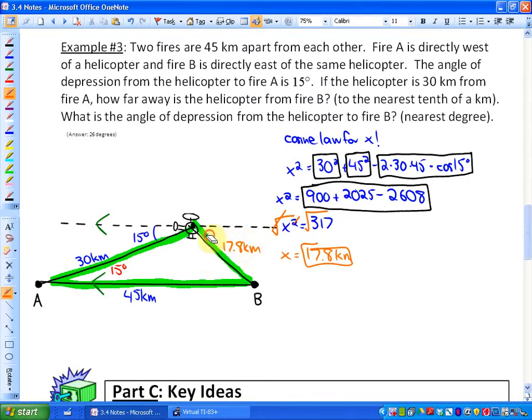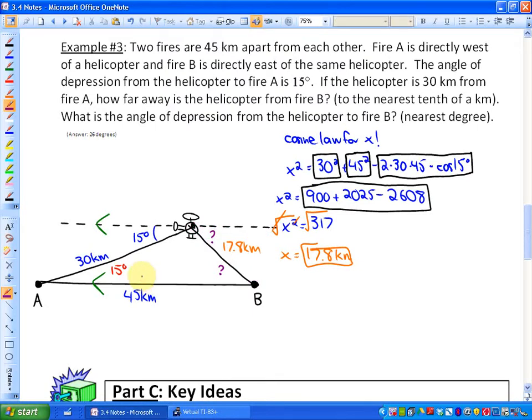All right, and here's the last problem. The last problem is asking us what's the angle of depression from the helicopter to fire B. So what we're doing is trying to determine this angle here. Now, what we do know, if you're paying attention to the first part, is that alternate interior angles are equal. So essentially, we're also trying to find this angle, because if we have that angle at fire B, we also have the angle of depression. So let's go ahead and see if we can solve for that.